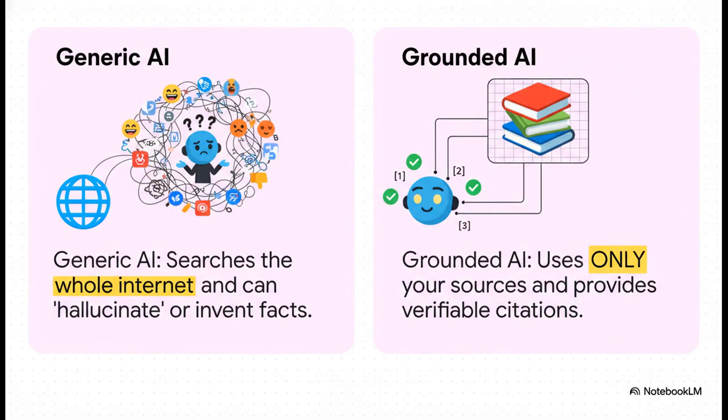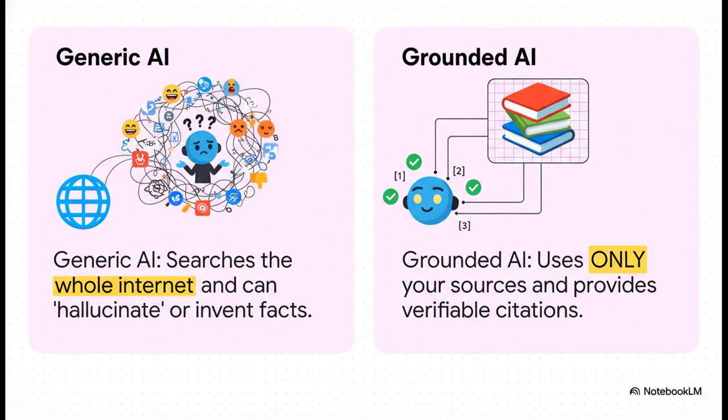So, you might be thinking, why not just throw this into a regular AI chatbot? Well, here's the catch. Generic AIs have this little problem called hallucination. Because they're pulling from the entire internet, they can sometimes, well, just make stuff up. They don't know your specific documents.